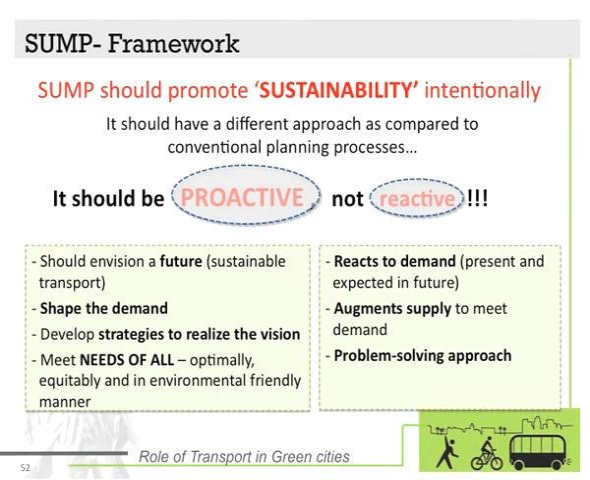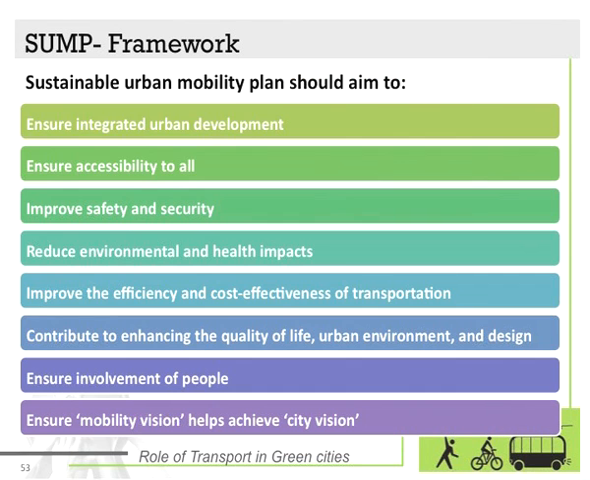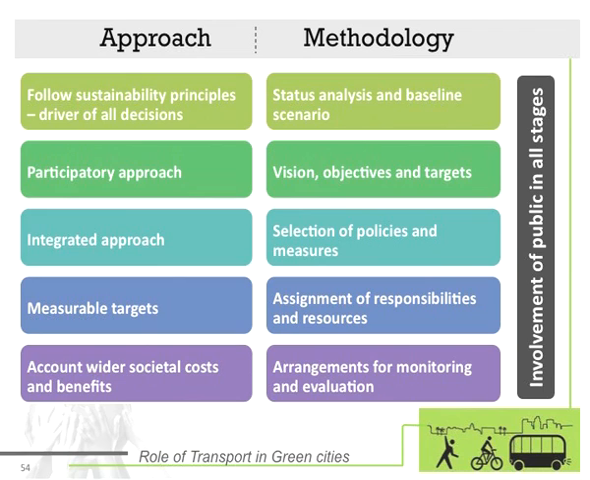These are some of the elements that this kind of urban mobility plan framework should adopt. We have talked about most of these earlier. And the approach essentially, as I said earlier, has to be participatory, involving all the key stakeholders. It has to be integrated. The implementation has to have some measurable targets, and there has to be accountability. And we need to account for wider societal costs and benefits.